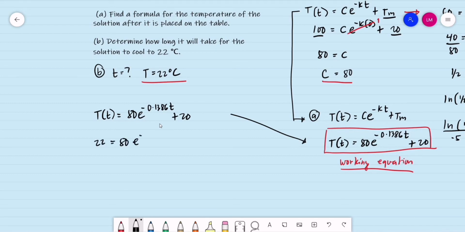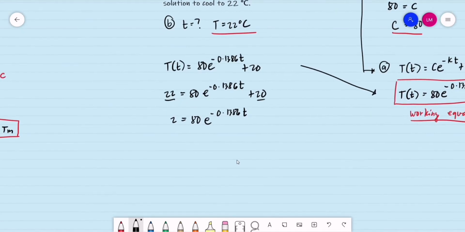0.1386. Again, we are using a negative sign for k since this is cooling. Times time t plus 20. So we are now solving 22 less 20. That will be 2 is now equal to 80 times e raised to negative 0.1386 times the time t.